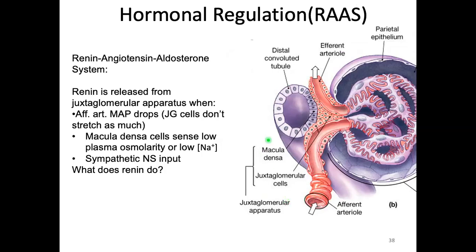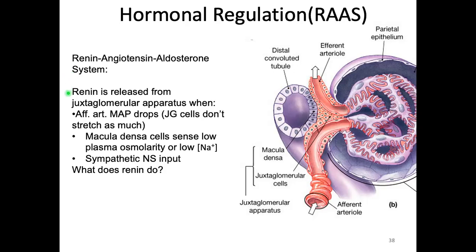Okay, so let's get into what exactly the RAS is. So what does RAS stand for? RAS stands for renin, angiotensin, you can say angiotensin 2, aldosterone system. How does it work? Let's read it and then I'll explain it.